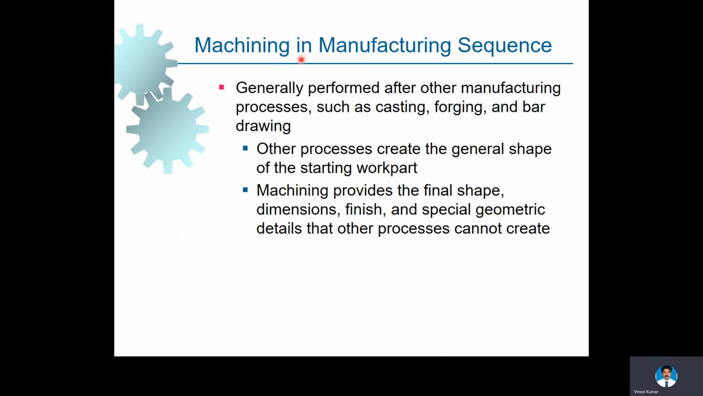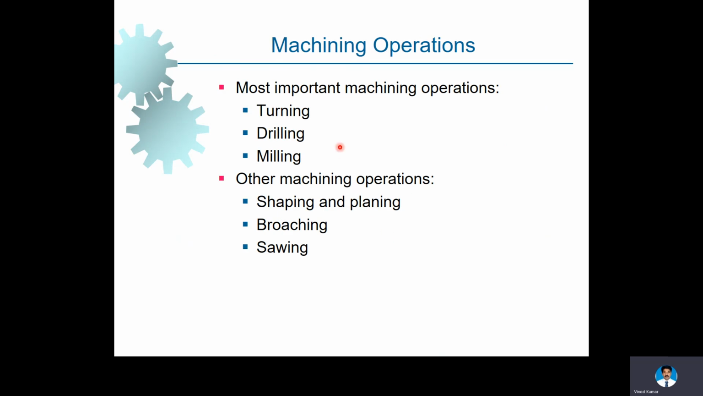Where is the position of machining in manufacturing operations? Normally, machining is done after fundamental shaping processes such as casting, forging, and bar drawing. Initially, the shape is produced by either casting, forging, or bar drawing. Then the final dimension is produced by a machining operation to improve the surface finish and accuracy. The final shape, finishing, and specific geometric details are obtained by machining operation.